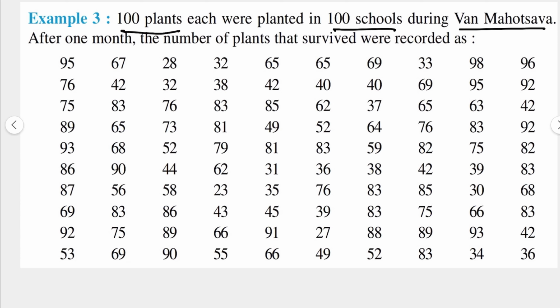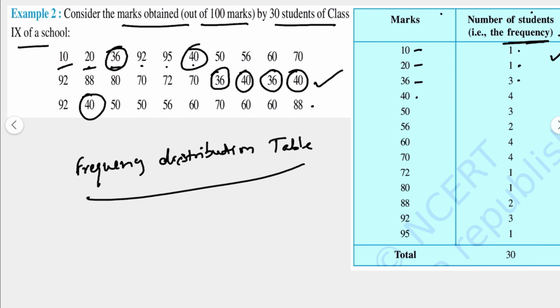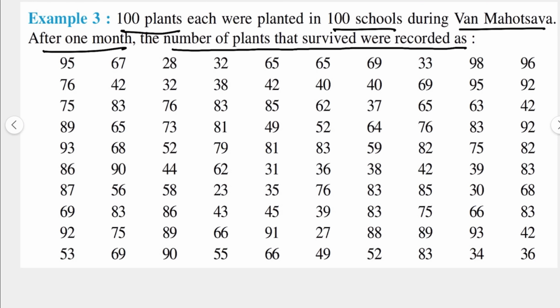During this festival, 100 schools were selected, and in each school 100 plants were planted. After 1 month, the data is recorded of the number of plants that survived. The team from the Mahotsava goes to visit every school to note down how many plants out of those 100 have survived, and that information is given here. Now you can see the size of this data is very large. Earlier we had only 30, so we were able to represent it with the help of a frequency distribution table. Now the size of data is 100, as there are 100 schools.